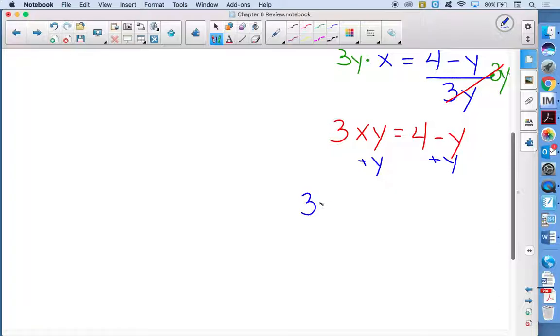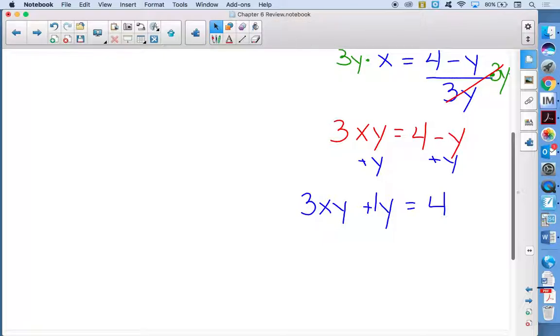So when you're adding that, they're not like terms. It doesn't make 4xy, it just makes 3xy plus y. And if you want to put a 1 in front to give it a coefficient, then you can do that. So add it to the other side so that the y's are on the same side of the equation, grouped together. So this is the tricky part.